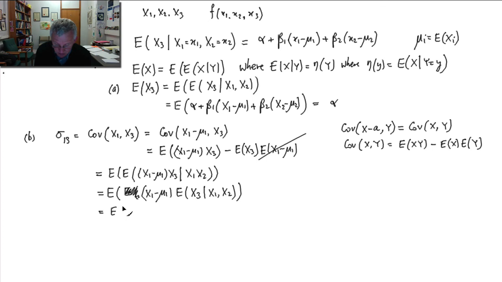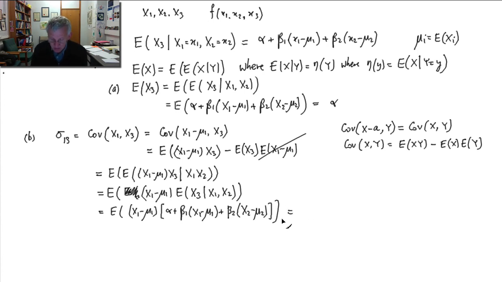It's the expected value of, now I've got x1 minus mu1, and then here I've got alpha plus beta 1 times x1 minus mu1 plus beta 2 times x2 minus mu2. So of course I have to multiply that out. Now this is a constant. The expected value of x1 minus its mean is 0, so this first term here goes to 0.